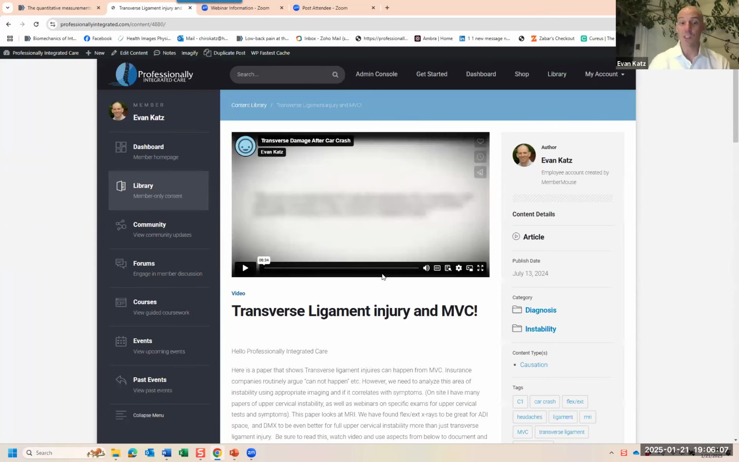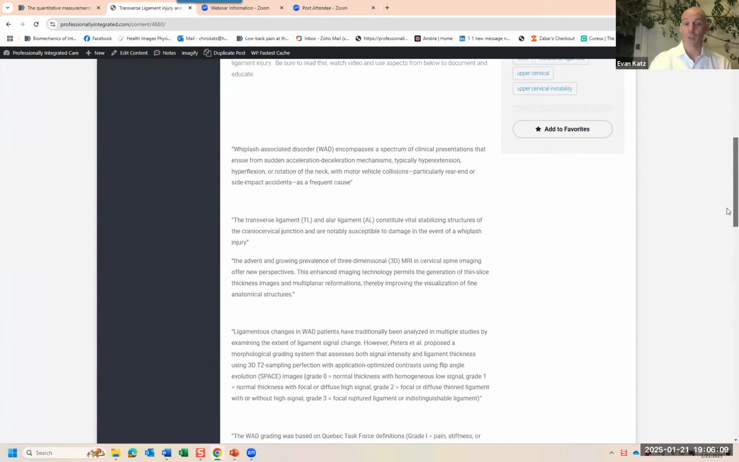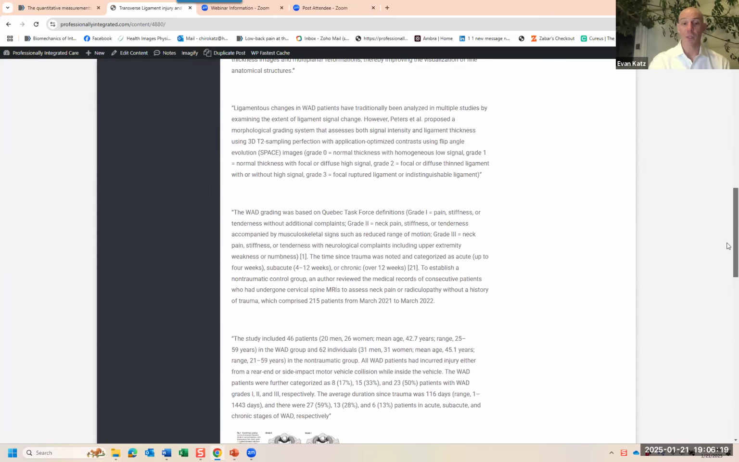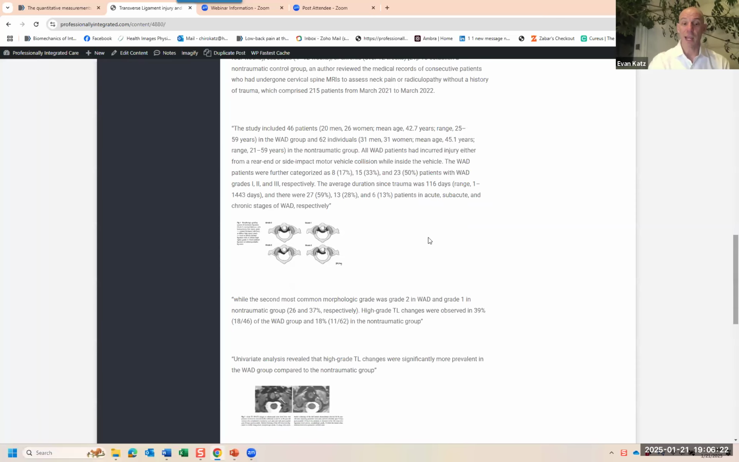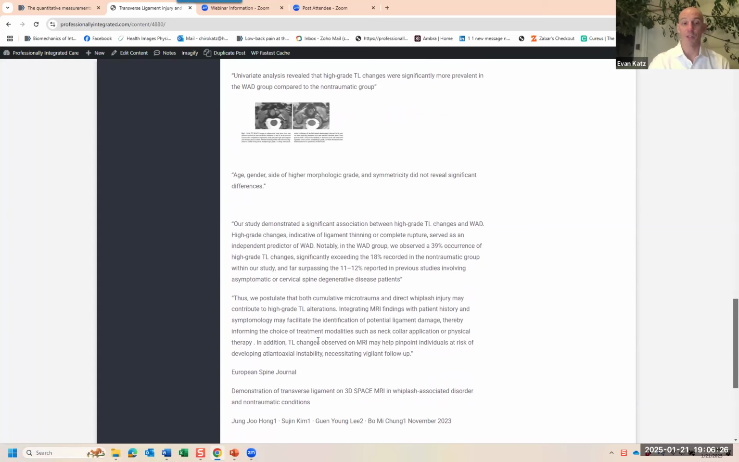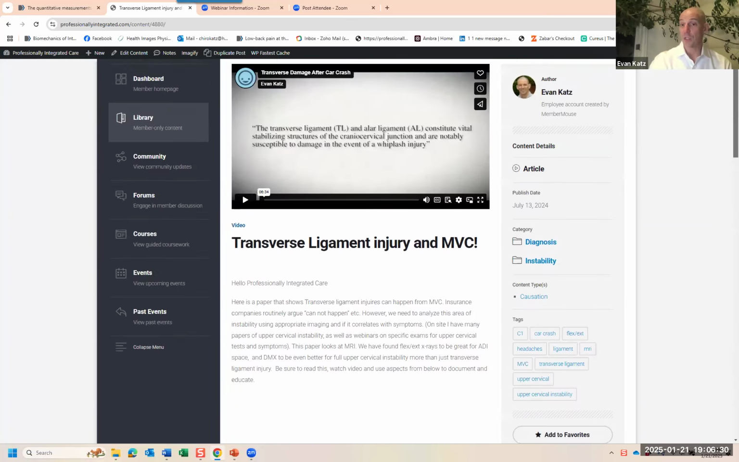Here's another one: transverse ligament injury and motor vehicle crash. Right. Oh, look, were you in a crash? Did you have a trauma? Yeah. This is not an uncommon area to be hurt. We look at this all the time. I don't understand how this was missed. I don't know why they didn't see this. But what they looked at was damage of the transverse ligament on imaging. And this was from European Spine Journal. And they found that upper cervical injuries get damaged, the ligaments.